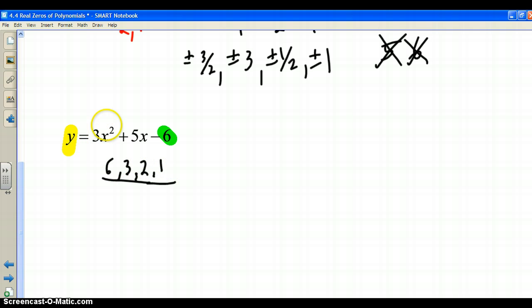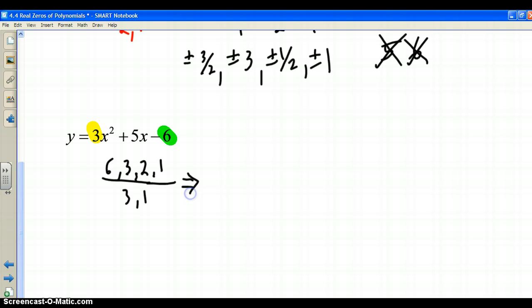And the bottom of our fraction would be, why did I highlight that? That's pretty funny. I meant to highlight this. Our first coefficient is here. And if we look at this one, 3 and 1 are factors of the first coefficient here. So now we have to think through this.